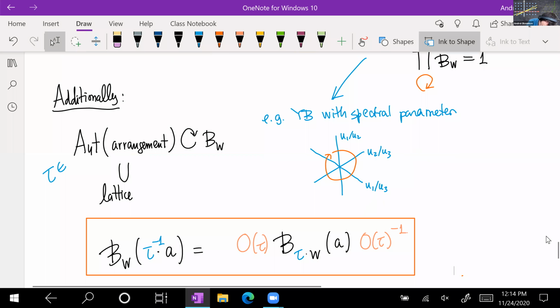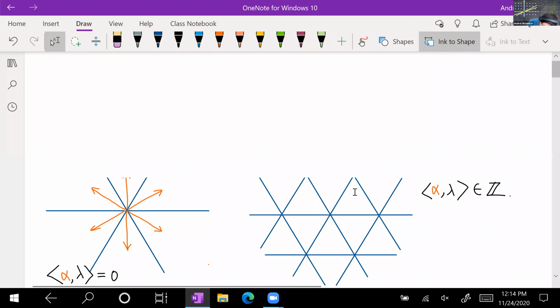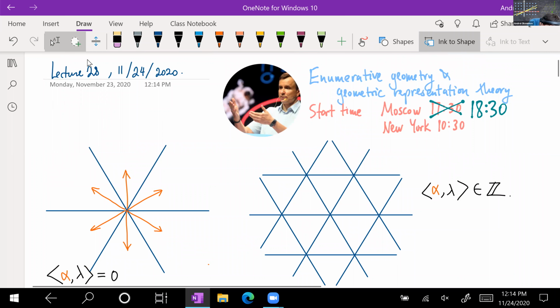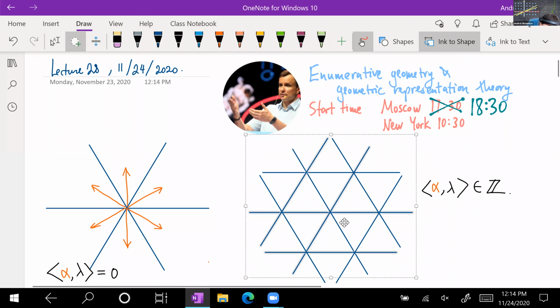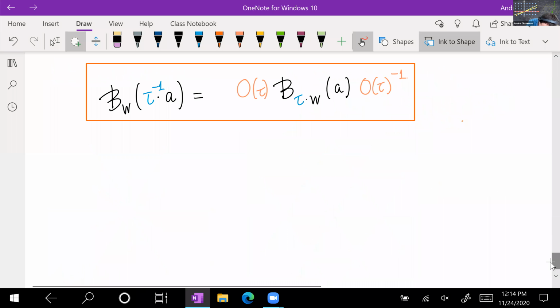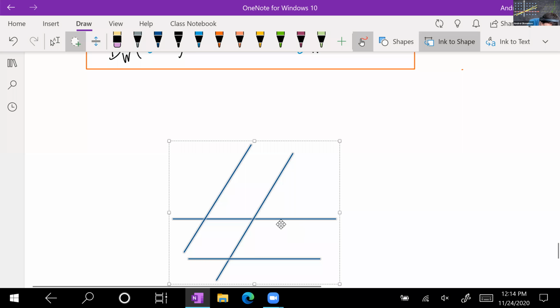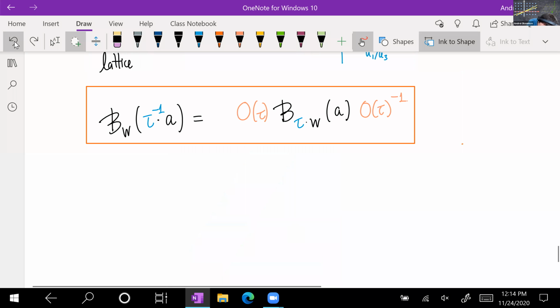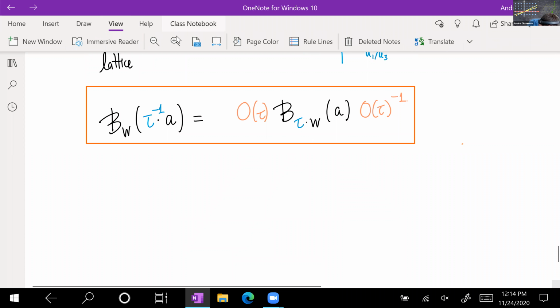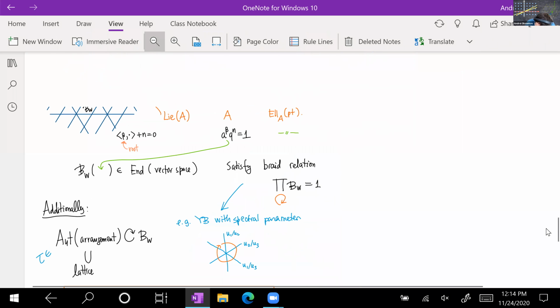Let me see if I can copy it. No, not so easy. So, okay, let's see if we can. Come on, arrangement. Let's copy. Copy. And then paste. Oh no. Well, bear with me. This is comic relief.